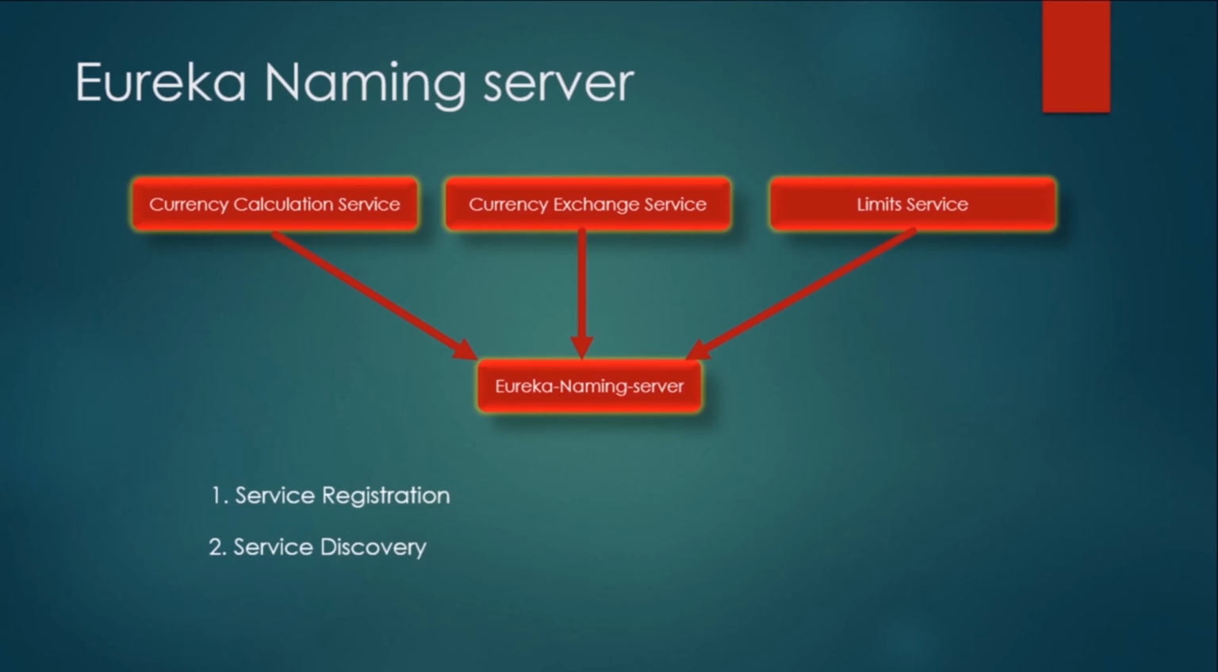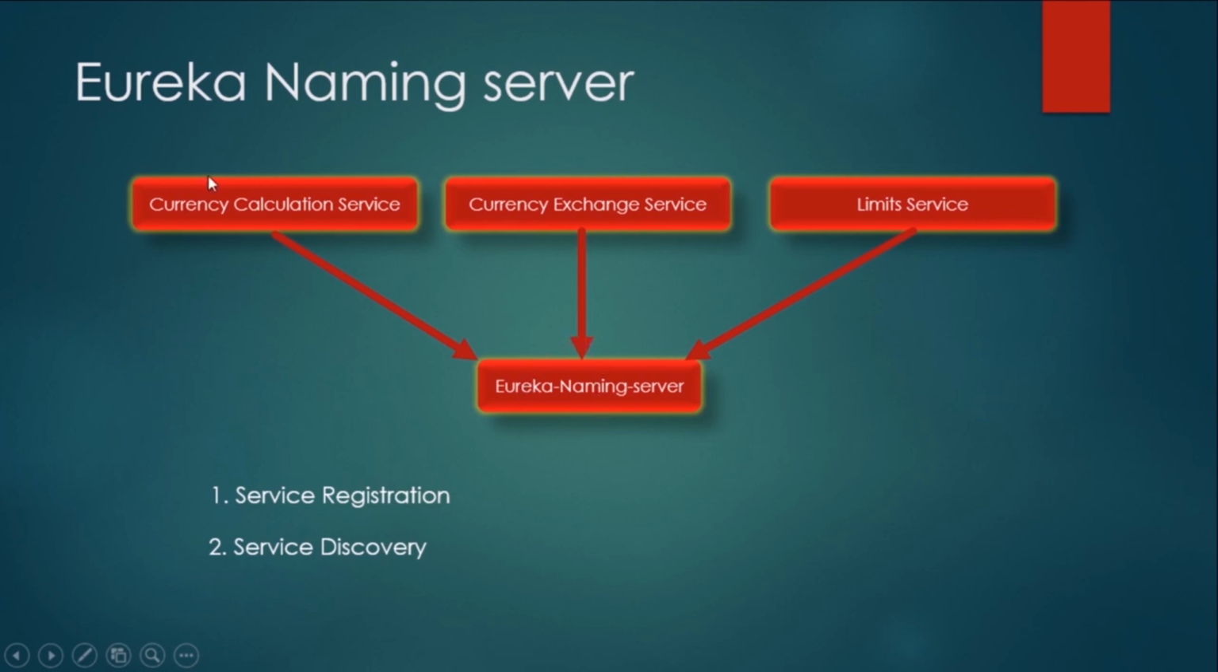When we introduce this Eureka naming server, there are basically two functions of it. The first is service registration, that is, whenever you create a new microservice and you have Eureka naming server in place, this microservice will get registered with the Eureka naming server, and this process is called service registration. Now if you want to make the call from microservice 1 to microservice 2, it can make a call directly like how we implemented in the last video, or it can make a call through the Eureka naming server.